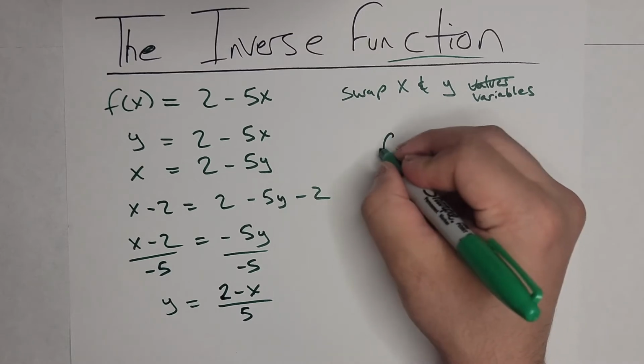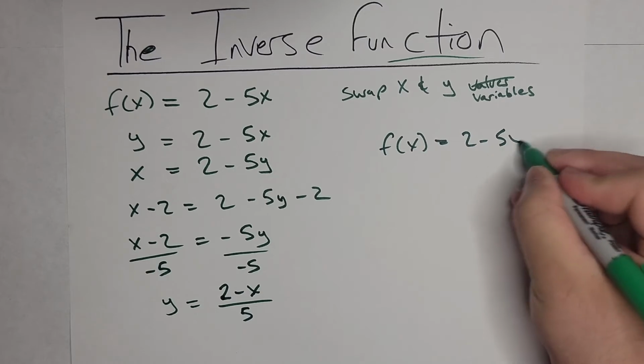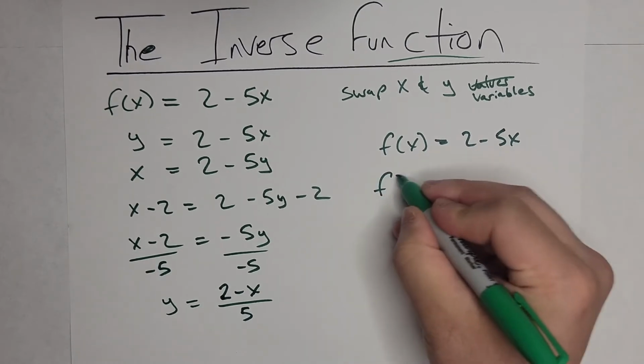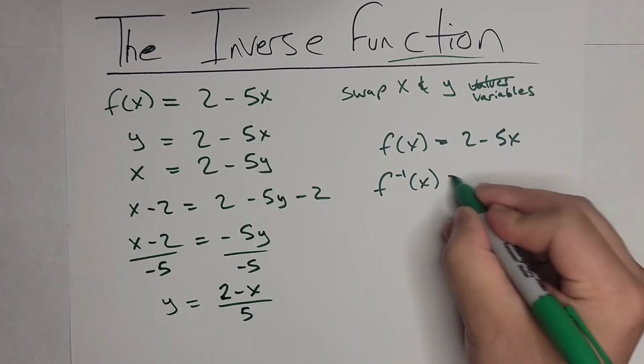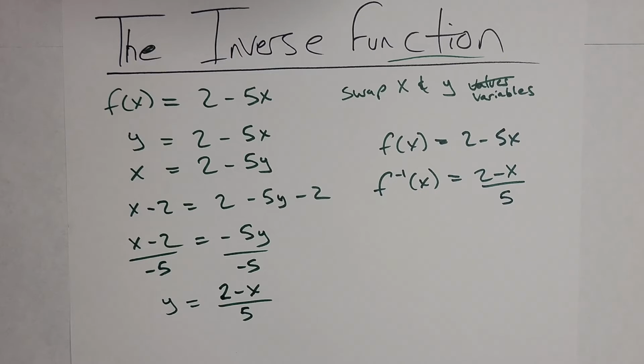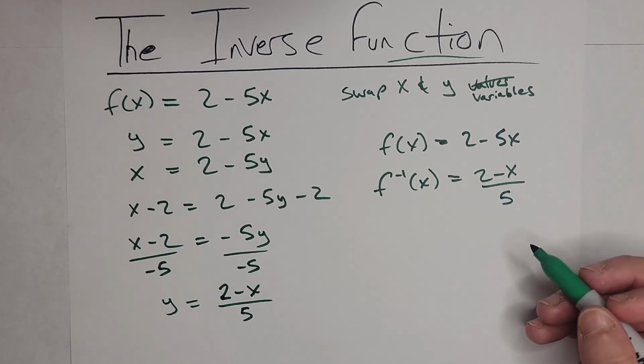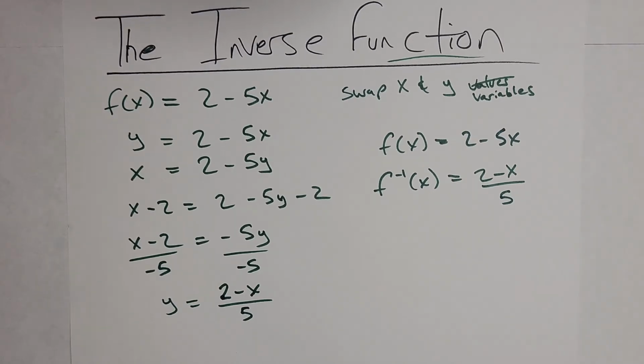So if f of x is equal to 2 minus 5x, our inverse, and this is how we notate inverse, is (2 minus x) over 5. And yeah, the inverse is also a function. So that's how we do that. So let's look at another example.